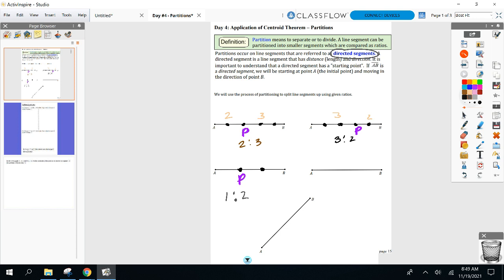A couple more, how about 4 to 3? Let's break it up 4 to 3. So how many equal parts now? 7 equal parts, yep. Not the greatest, but. And then can you find the 4 to 3 one? 4 to 3?